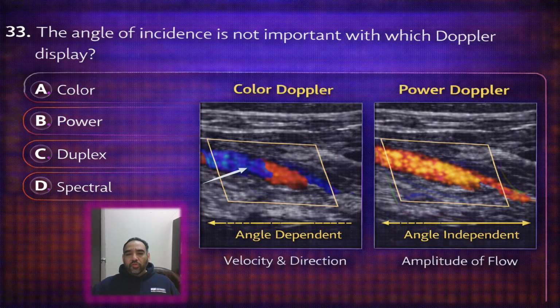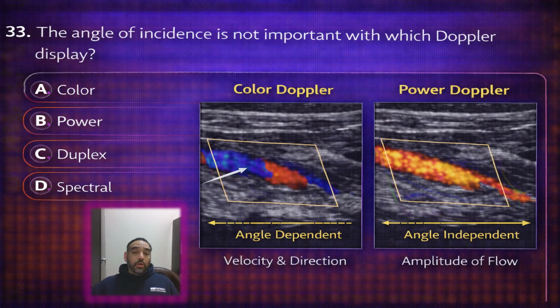The power Doppler displays the amplitude or the strength of the Doppler signal, not the frequency shift. So it shows presence of flow, relative volume of moving blood, but it doesn't calculate velocity, since velocity calculations depend on that cosine theta. And power Doppler doesn't calculate velocity. Angle doesn't matter in this case. So let's look at the other answers and why they're not correct, incorrect, or not the best answer.